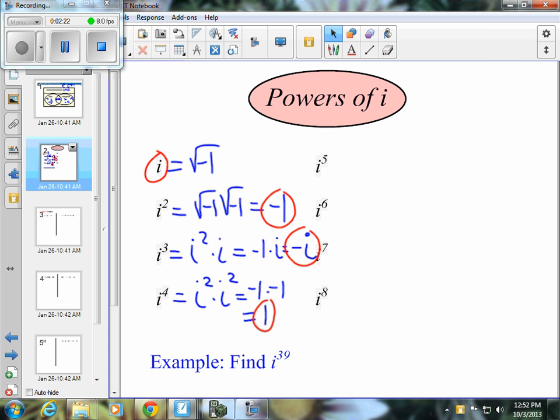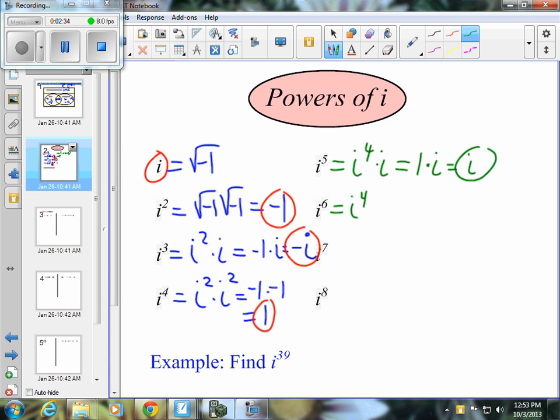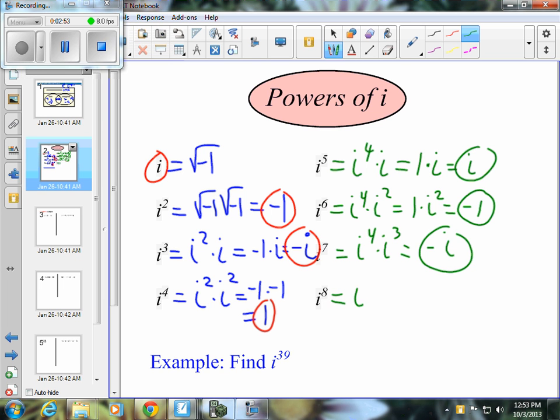Because if you do i to the fifth now, you could write it as i to the fourth times i. Well, i to the fourth is just 1, times i. We're back to the original. We're back to i. i to the sixth, I could do i to the fourth times i squared. Anything that's a multiple of 4 is 1, so it's 1 times i squared. Already know what i squared is. That's negative 1. And we can keep going. i to the seventh would be i to the fourth times i to the third, so 1 times i to the third, so negative i. And then i to the eighth would be i to the fourth times itself, or 1 times 1, or 1.